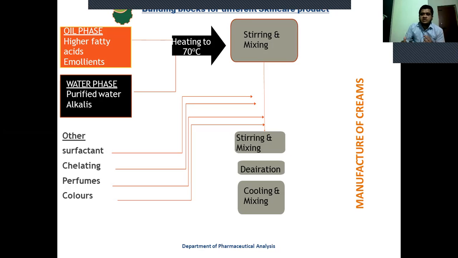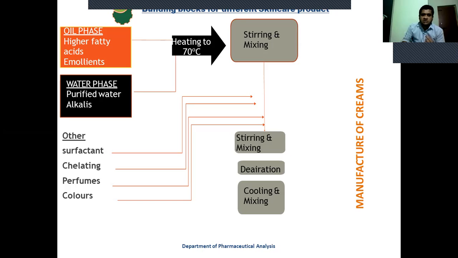So the raw materials and the quantities will be given to you. You have to take those ingredients in those particular quantities, and you have to follow a particular method to prepare that cream. So this is a very general method of how to prepare a cream.